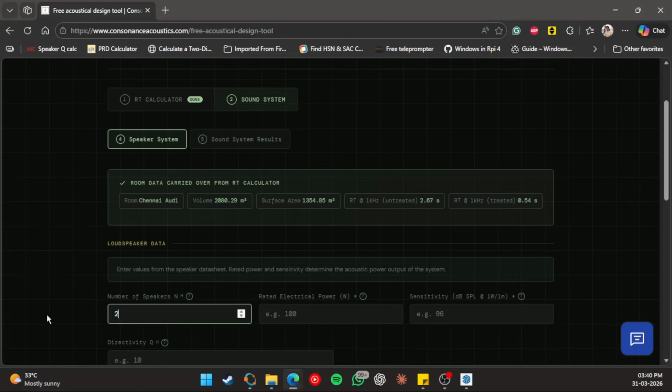You should note that this tool should not really be used for analyzing subwoofers. Now let's begin by designing the FOH speakers. We have a pair of FOH systems, so let's put the number of speakers as 2 here. At this stage, it is alright to arbitrarily put a rated electrical power to see what the results hold for us. Let's see what happens with 100 watts per speaker.